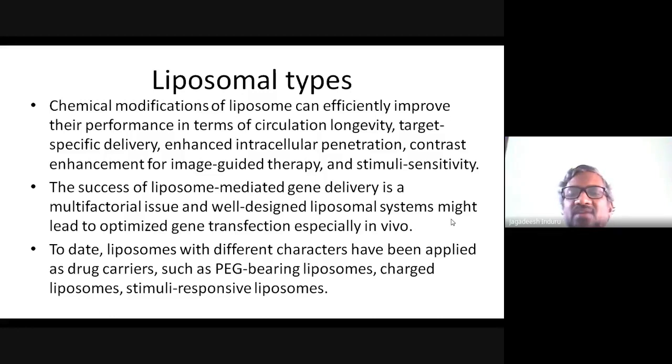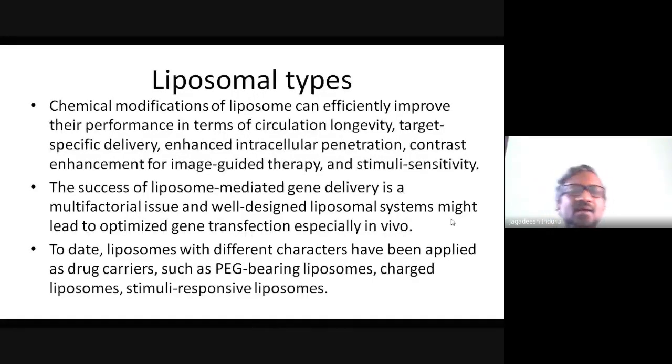This is the end of the journey. For that purpose, we need to make different liposomal types and see which is reaching better, and we need to finalize and optimize it. To date, liposomes with different characters have been applied as drug carriers, such as PEG bearing, that is polyethylene glycol, where the buzzword is PEGylation, and charged liposomes, whether anionic or cationic, and stimuli-responsive liposomes. So these are all the different types we are making.